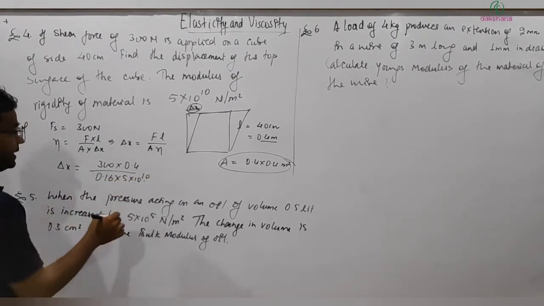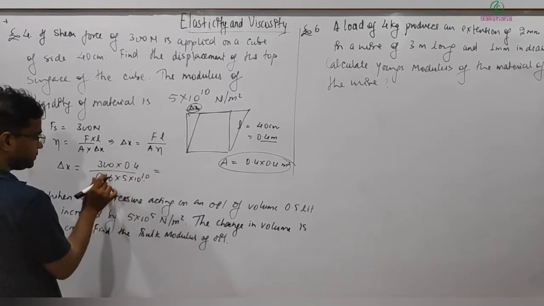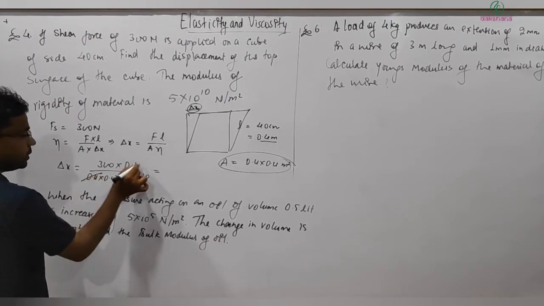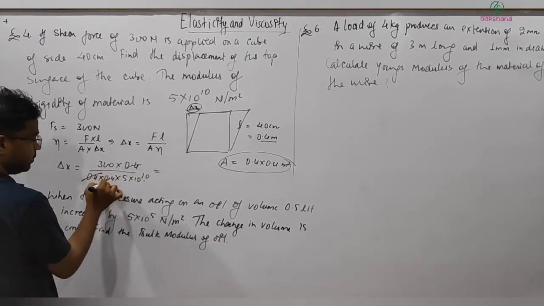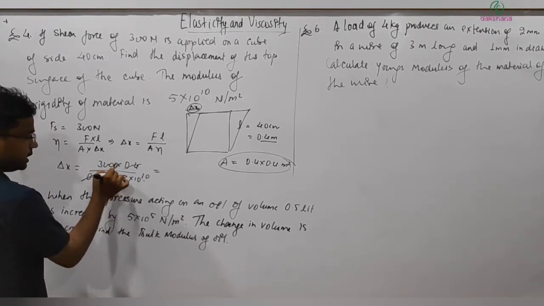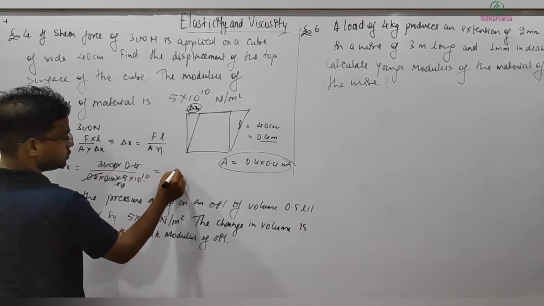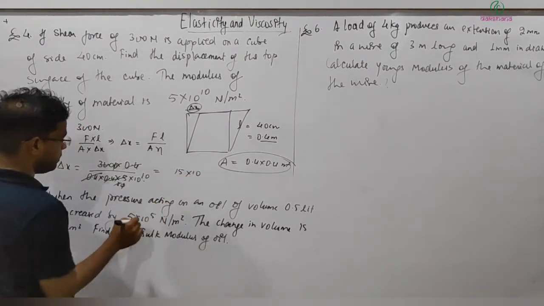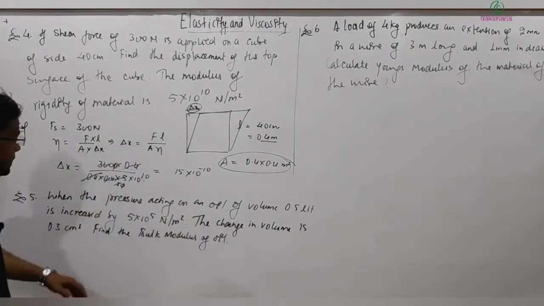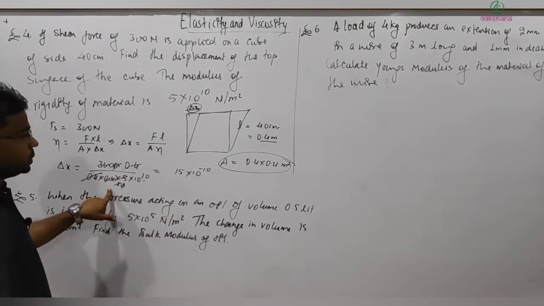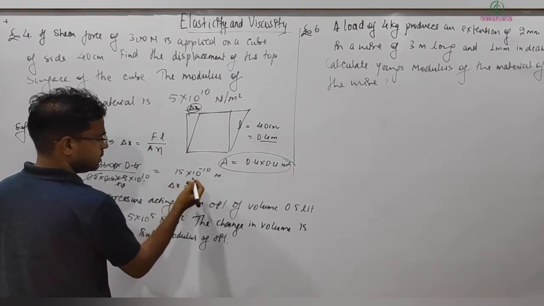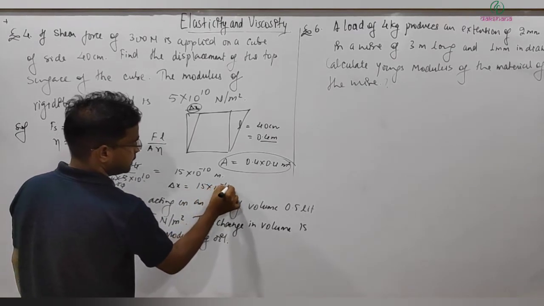Let's simplify it. I can write 0.4 multiplied by 0.4. So 1 gets cancelled, and this will be like 20, the 10 is also gone, it's like 15. So 15 into 10 to the power how much? This will be going 10 to the power minus 10, right? Let me just check it. This is in meter, and we can write delta x is equal to 15 into 10 to the power minus 10 meter.